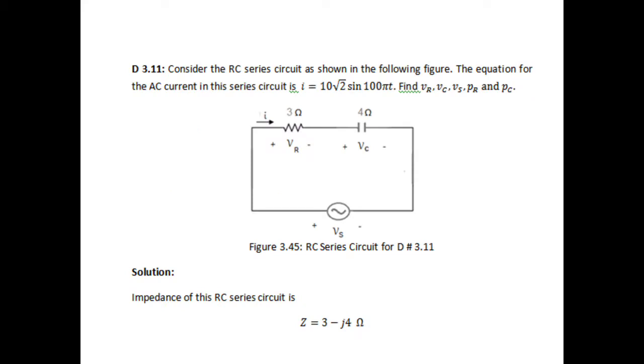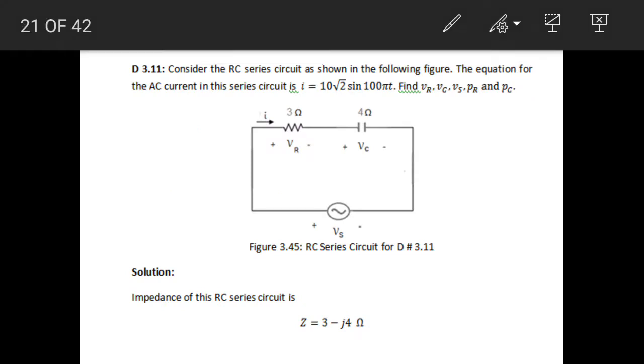Let us do another numerical example on an RC series circuit. So this is an RC series circuit. The resistance of this series circuit is 3 ohm. The capacitive reactance is 4 ohm. The equation for the current is known. You see here is the equation for the current. The current is 10 under root 2 into sine of 100 pi t. So we need to find out the voltage across the resistor, the voltage across the capacitor, and the voltage across the source with the help of this current.